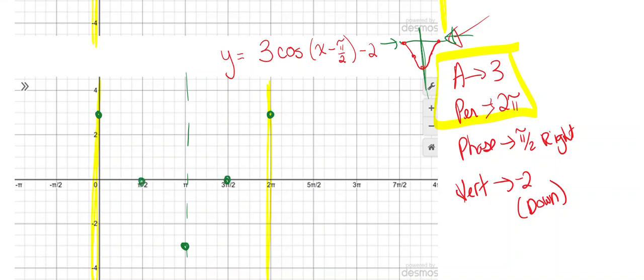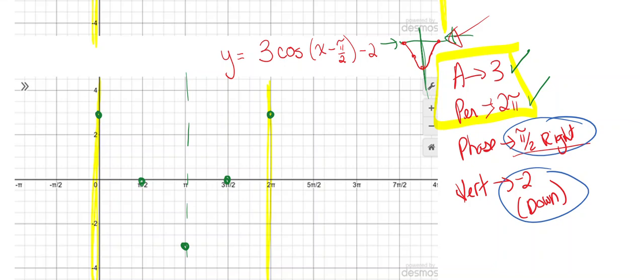It's at 0. So those 5 pieces hit the amplitude and the period. Now, again, this is how I prefer to do it. Now I'm going to slide each of those points over pi over 2 to the right, and then down 2. And again, I'll mark them a little bit different.